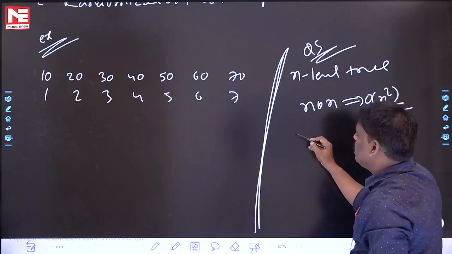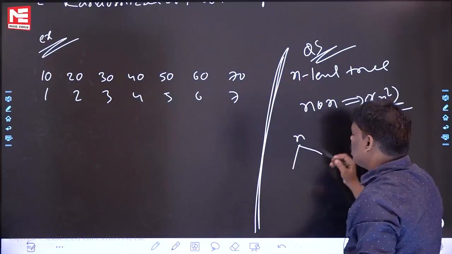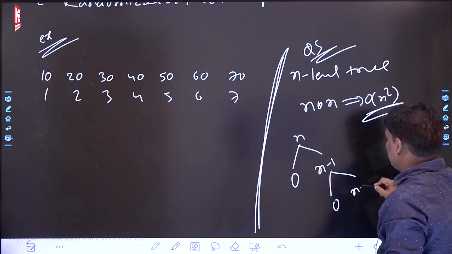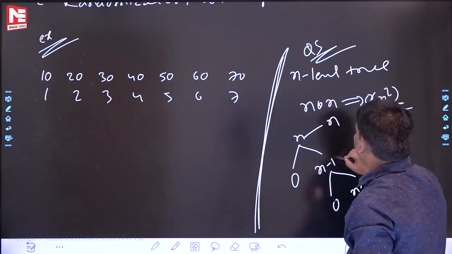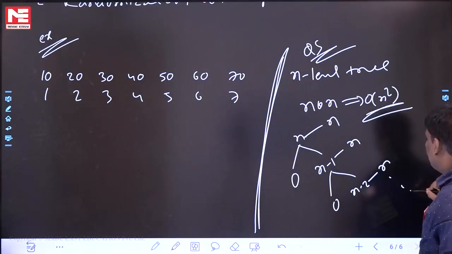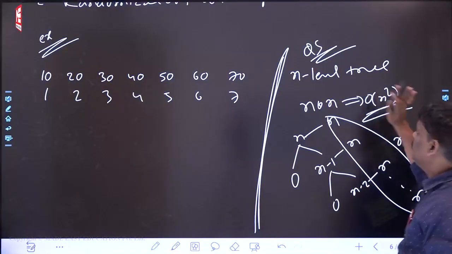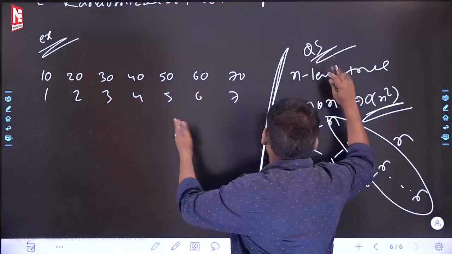This kind of diagram will come. N elements, the partition algorithm is over, 0 elements here, n minus 1. The same thing will happen: 0, n minus 2. So everywhere approximately n time. Like that n times will happen, n times n, square. Like that, you know very well. We have already covered this before.